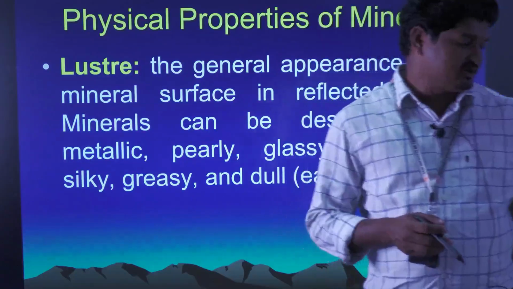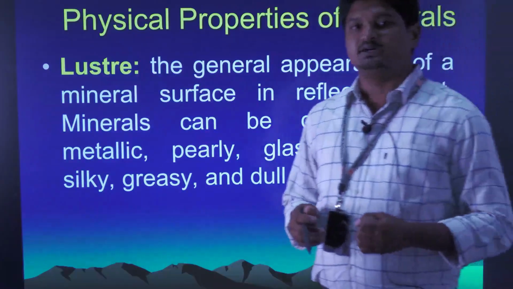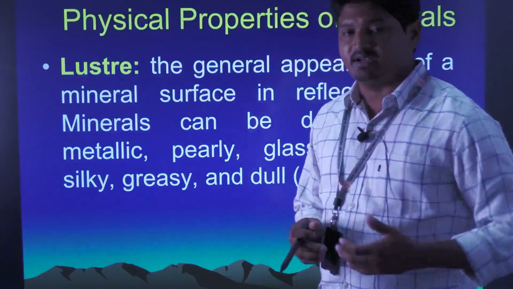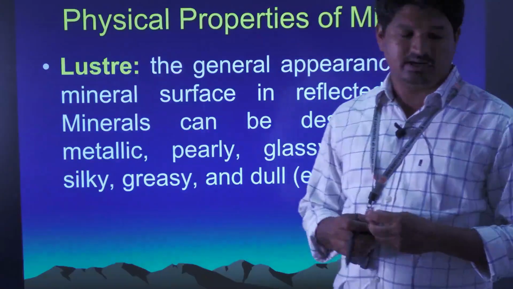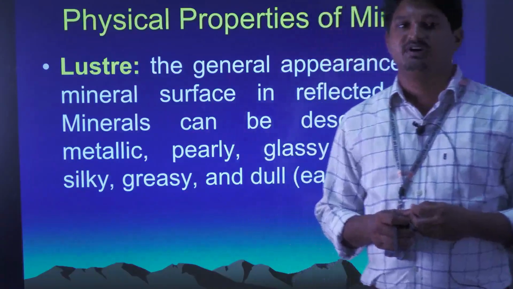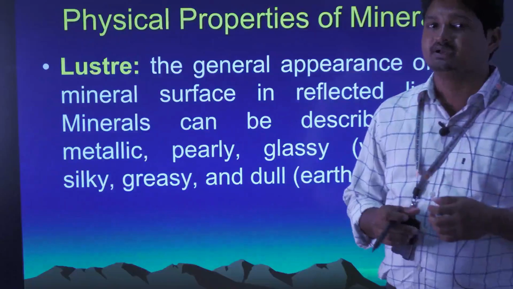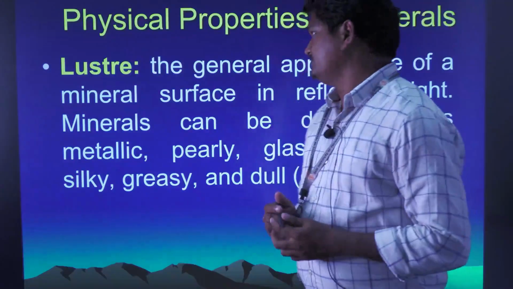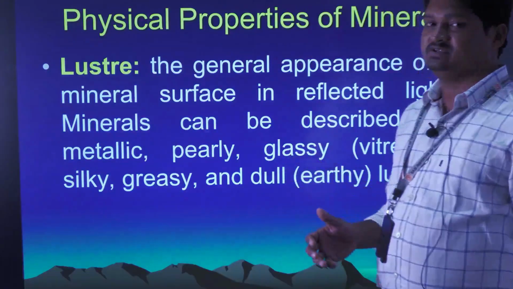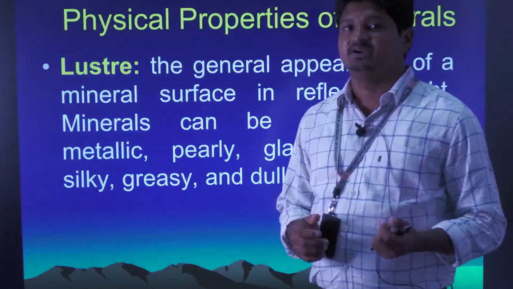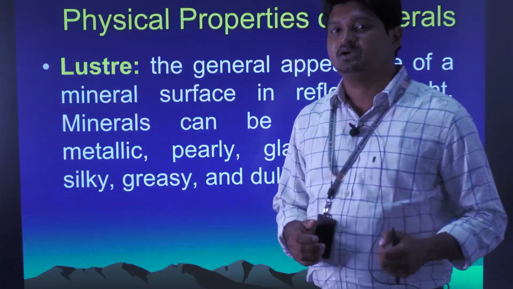Non-metallic minerals are either silky, pearly, vitreous, or dull. Dull luster is seen in some clay minerals, for example kyanite, which shows dull luster. So this is about luster. Luster means that when you rotate the mineral in reflected light, what is the appearance? It is called luster.